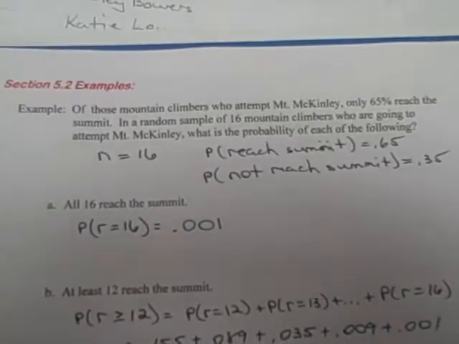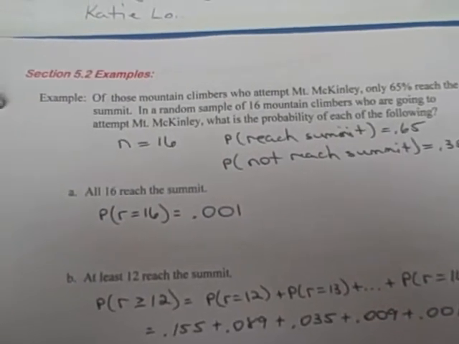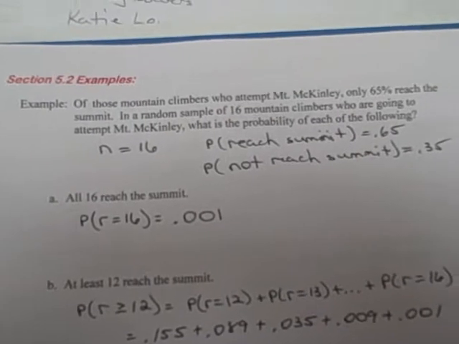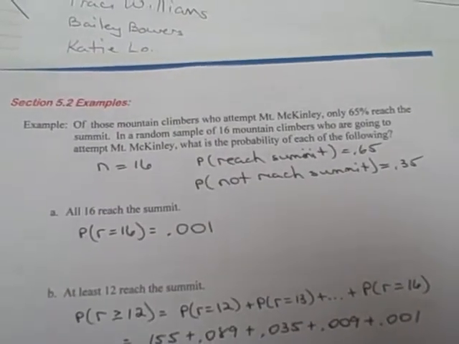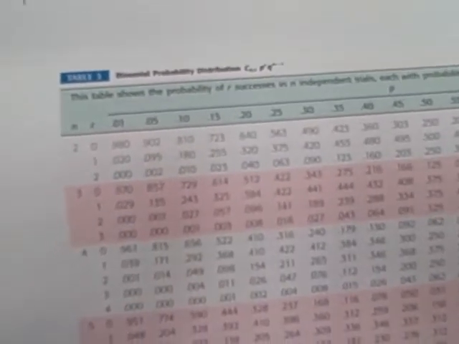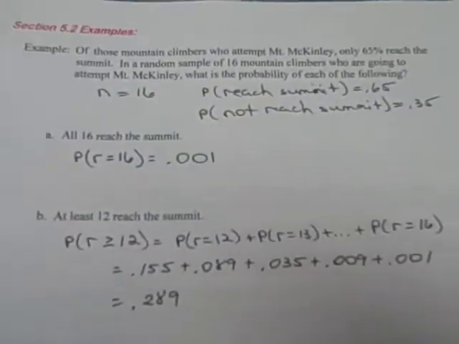Section 5.2. Now we're going to be talking about the binomial probability distribution. We're going to be using the table in the back of the book. It starts on page A11 and is called Table 3, the binomial probability distribution. We are going to use this table to find all of our probabilities. We are not going to use the formula. Ew. All right, so let's look at some examples.